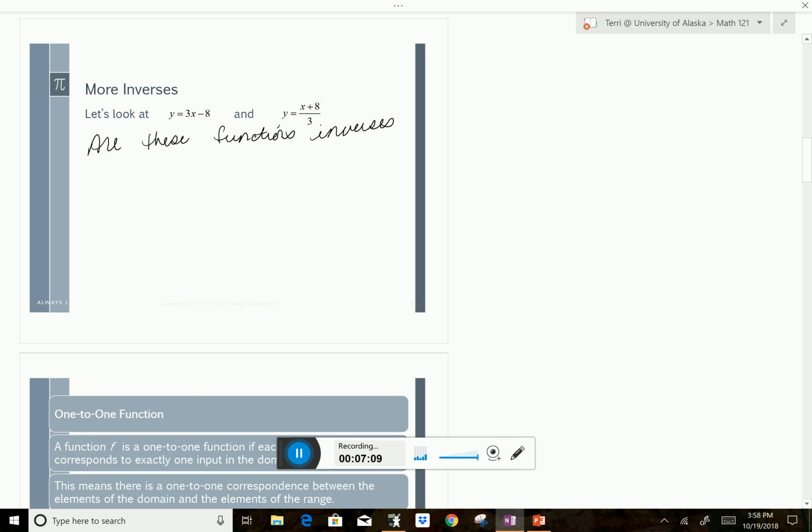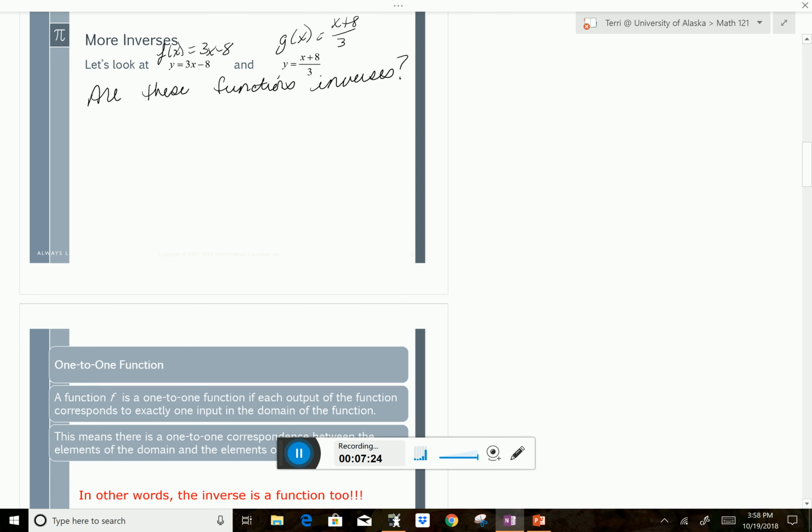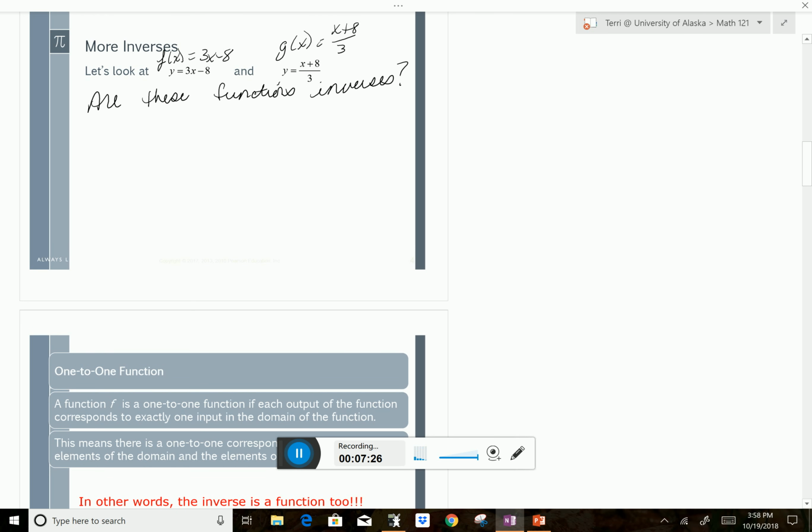So are these functions inverses? That's the question. So let's decide. Let's call this one f of x, and let's call this one g of x. Let's see if one of these undoes the other one. This function takes x, multiplies by 3, and then subtracts 8. This function adds 8 and then divides by 3. So is this function the exact opposite of this one?